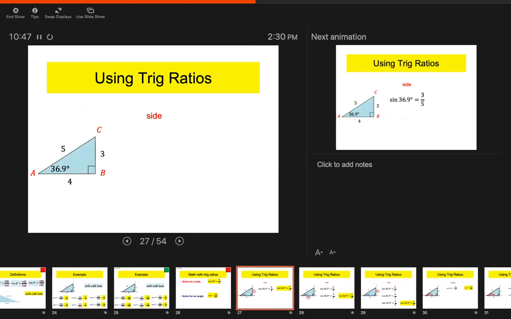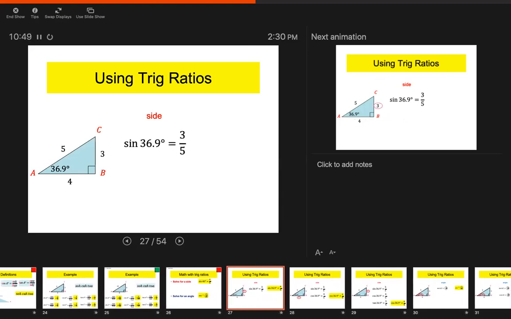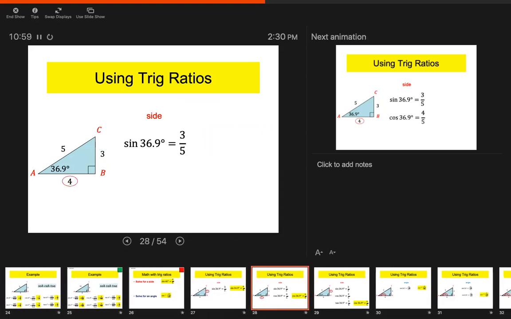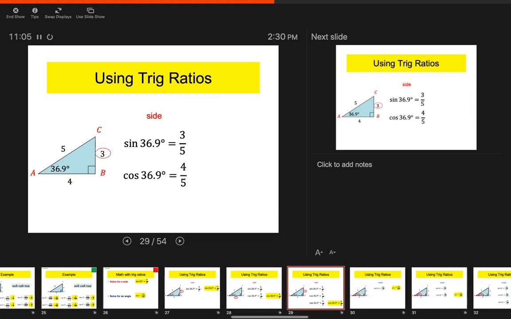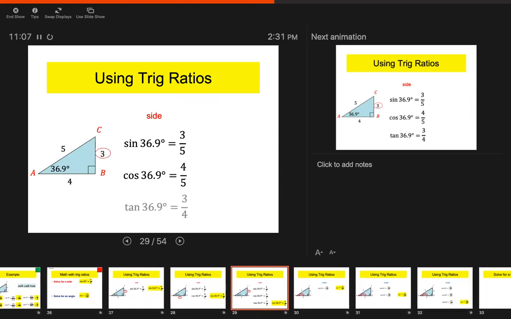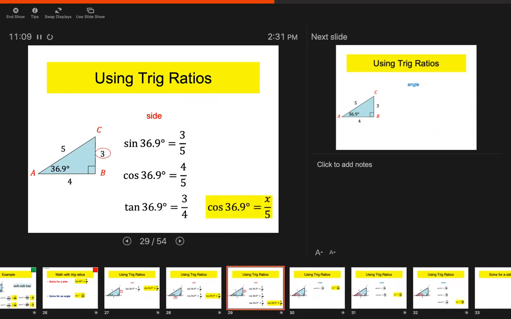So, solving for a side. If one of these was missing, say the 3, and I made that an x, then it would look like that. If I were doing it for cosine and the 4 was missing, this is kind of more for the regular class, not for you guys. For the tangent, if the 3 was missing, the setup would look something like that.